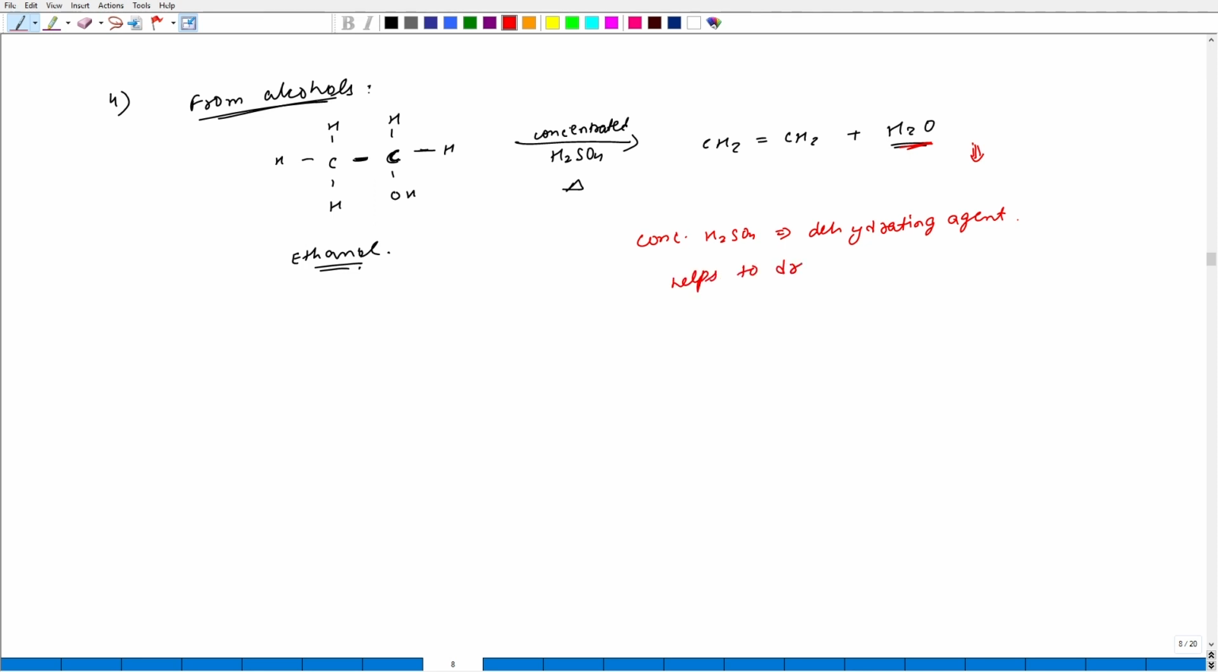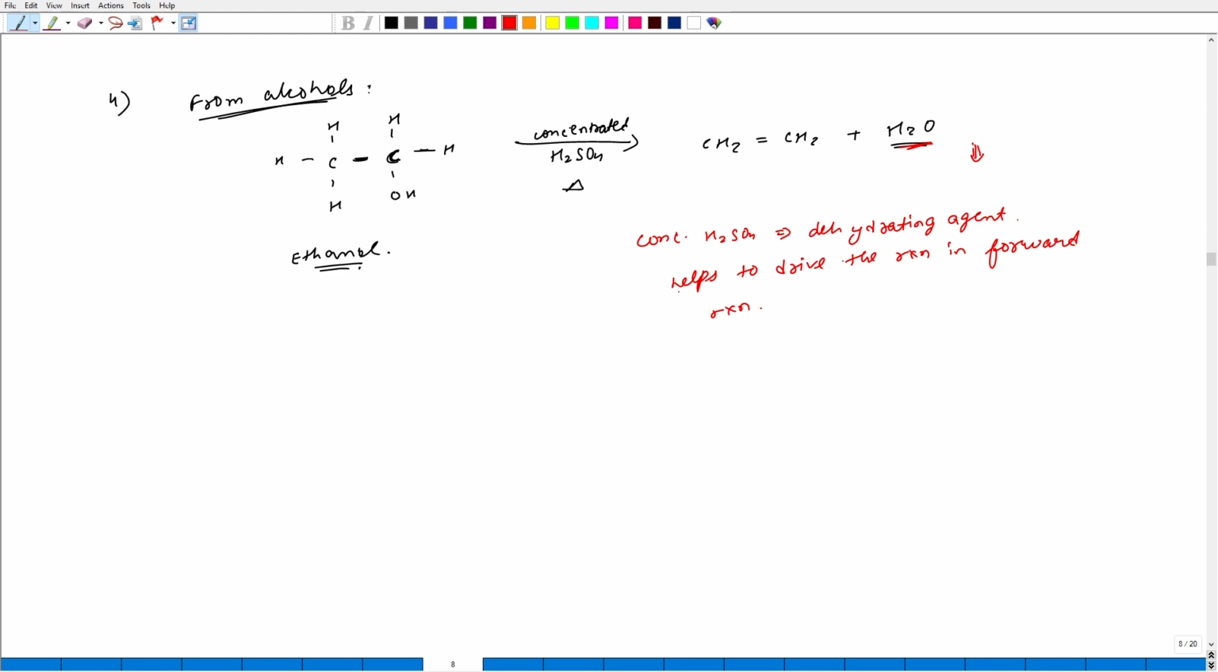So, the concentrated H2SO4, the usage of it helps to drive the reaction in the forward direction. As we have learned, due to the Le Chatelier principle, if the product concentration is going to decrease, then the reaction will shift towards the product side, towards the forward side. So, this helps to drive the reaction and gives us a good yield of the alkenes.